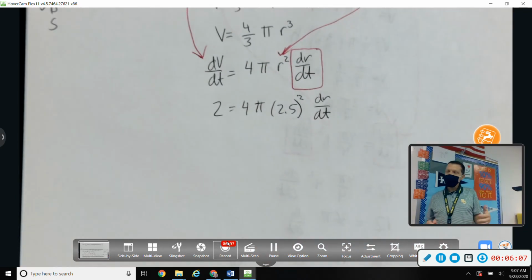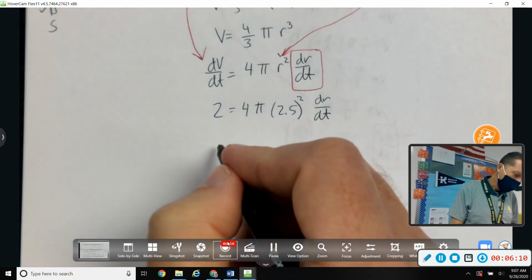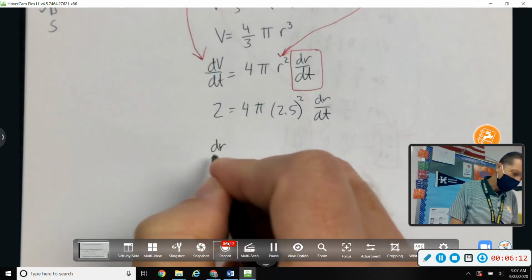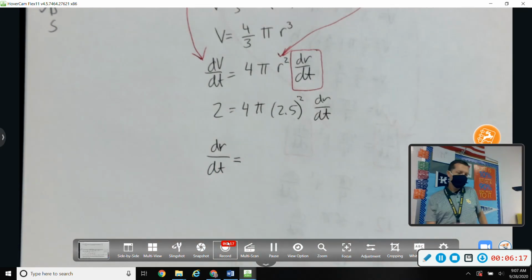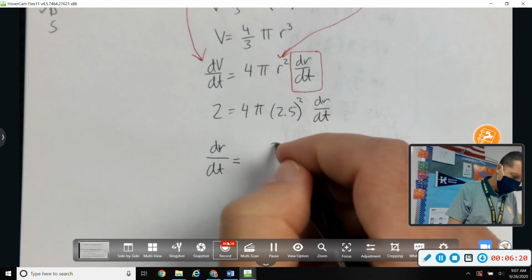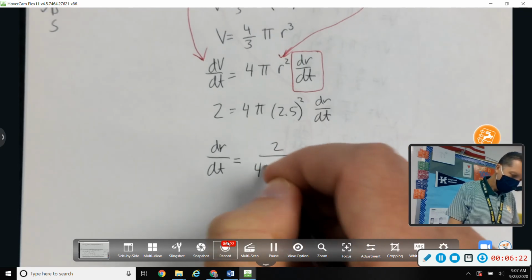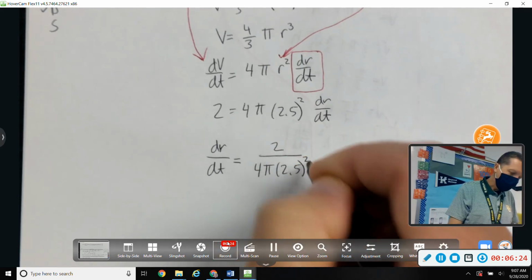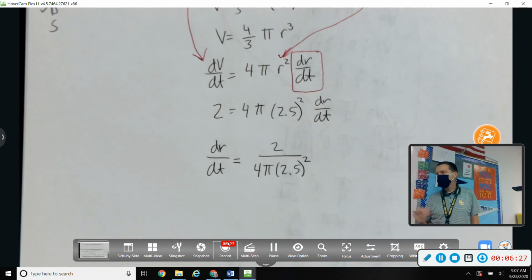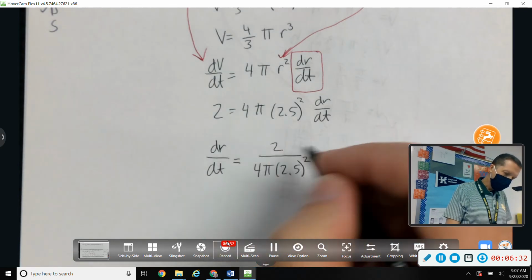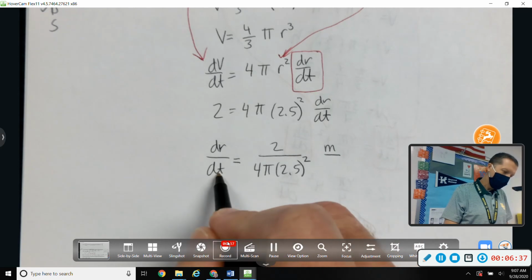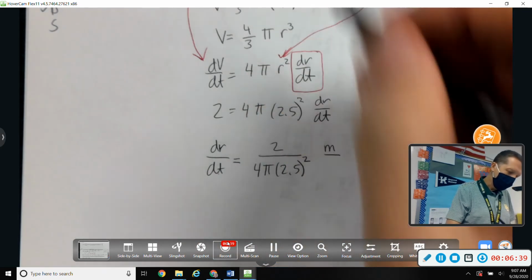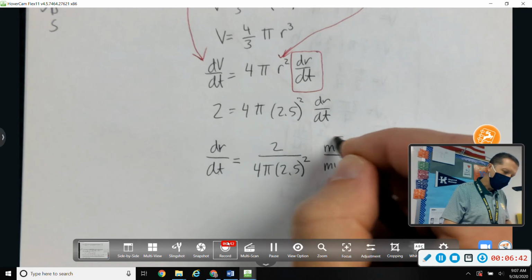And the last one I did a little bit of cleaning up on, so maybe to illustrate that you don't have to do that. We won't do it on this one. dr/dt, I'll just divide 2 by all of this stuff. So 2 over 4 pi 2.5 squared. Perfectly acceptable answer. Units. R is a length, so that's in meters for this problem. T is a time. For this problem, that's minutes. So meters per minute.